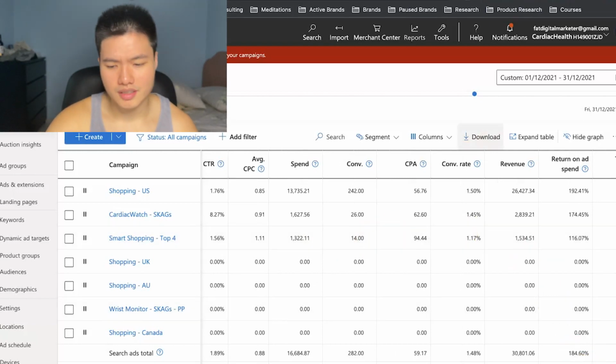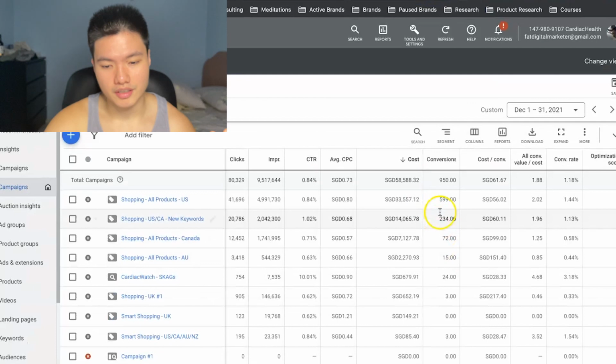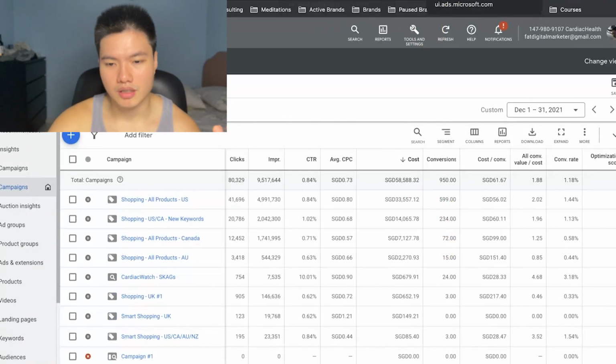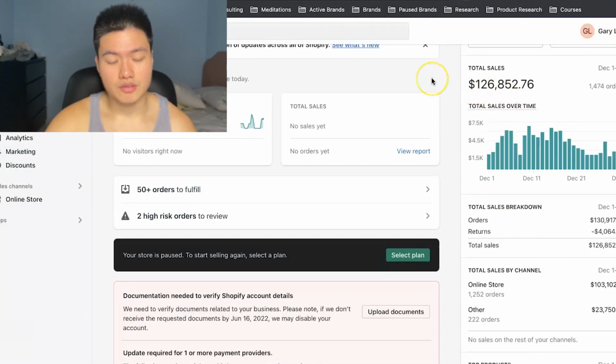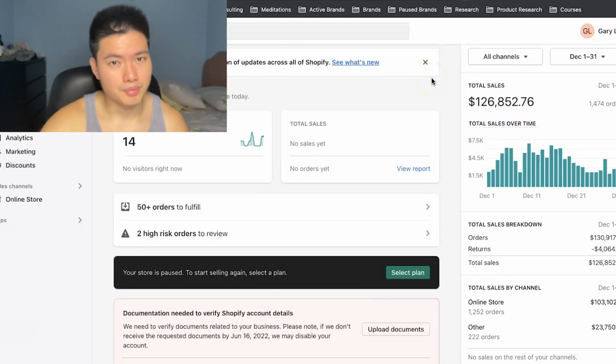You can see the ROAS here, it says like 1.5, which actually is not very accurate. So probably, in the month of December, our ad spend was around 50,000 US dollars. Made back about $126,000 in sales. The cost of goods was about 30%.